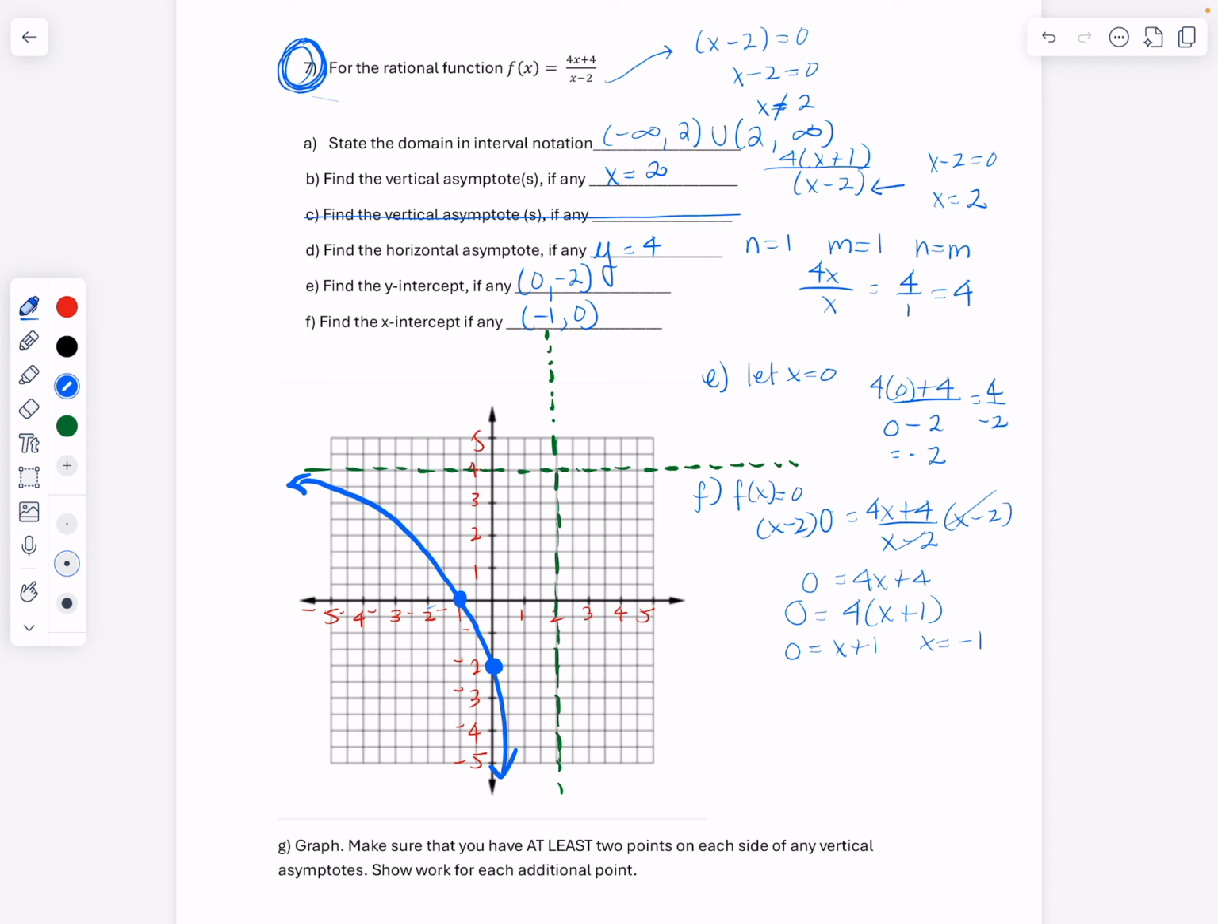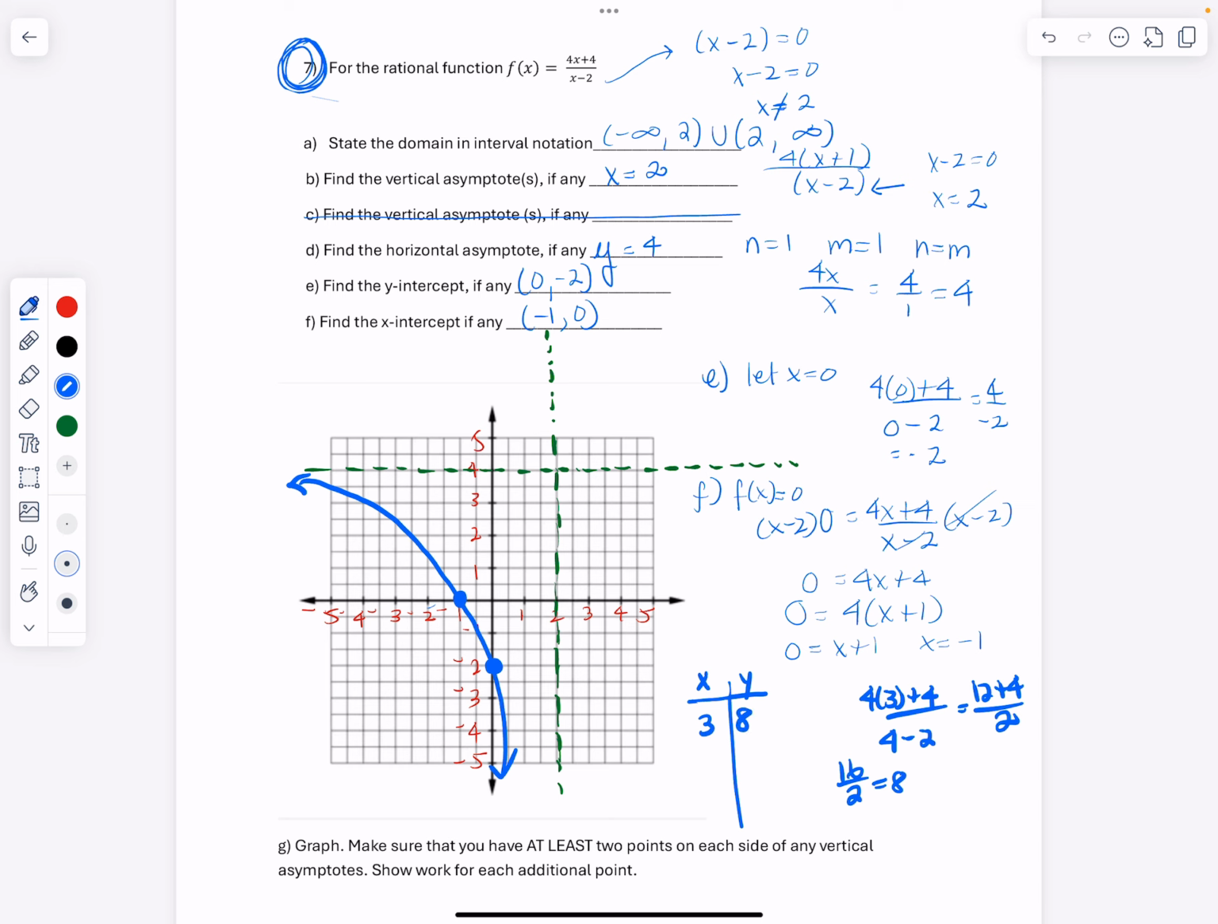So I can kind of see what's going on with this graph. On the other side, I have to figure out what's going on. So I need to find at least 2 other points on the other side to be able to graph it. I'm looking at this quadrant right here. I'm going to let x equal 3. And if I plug that in, I get 4 times 3 plus 4 over 4 minus 2. So 12 plus 4 over 2, that's 16 divided by 2 is 8.